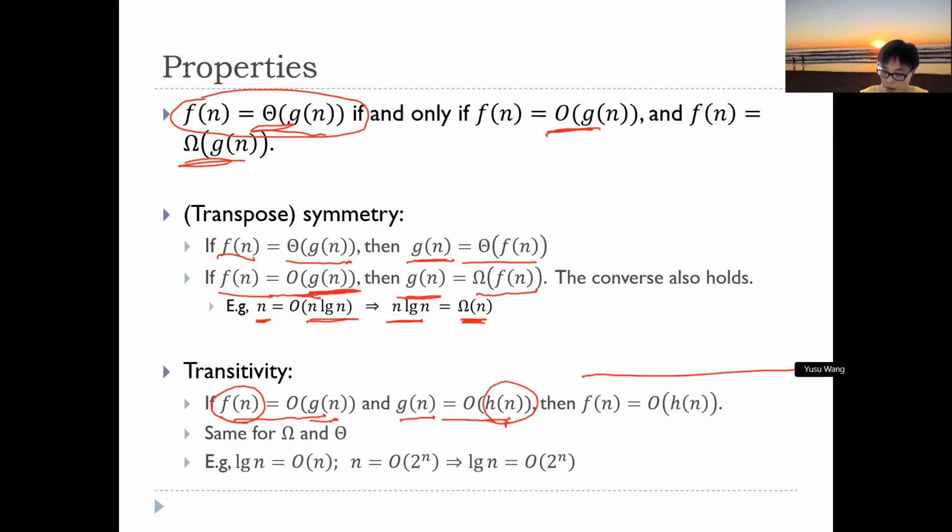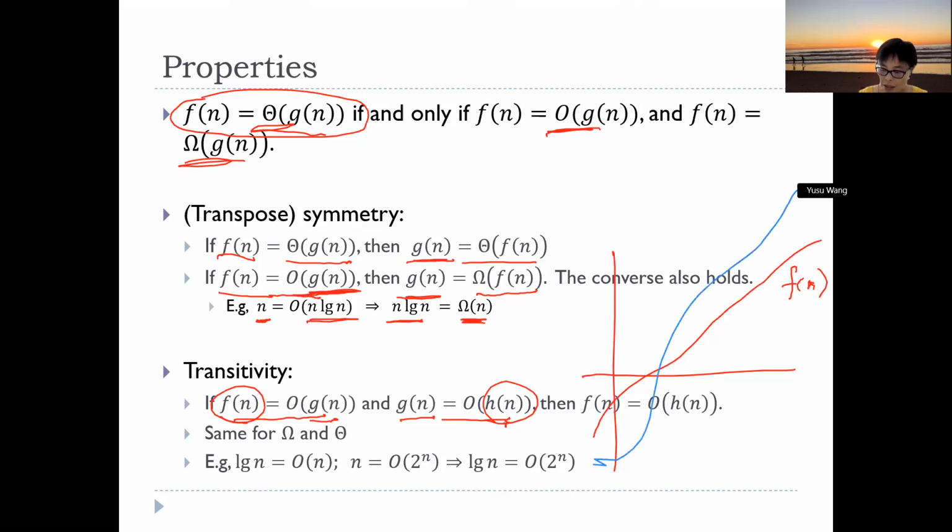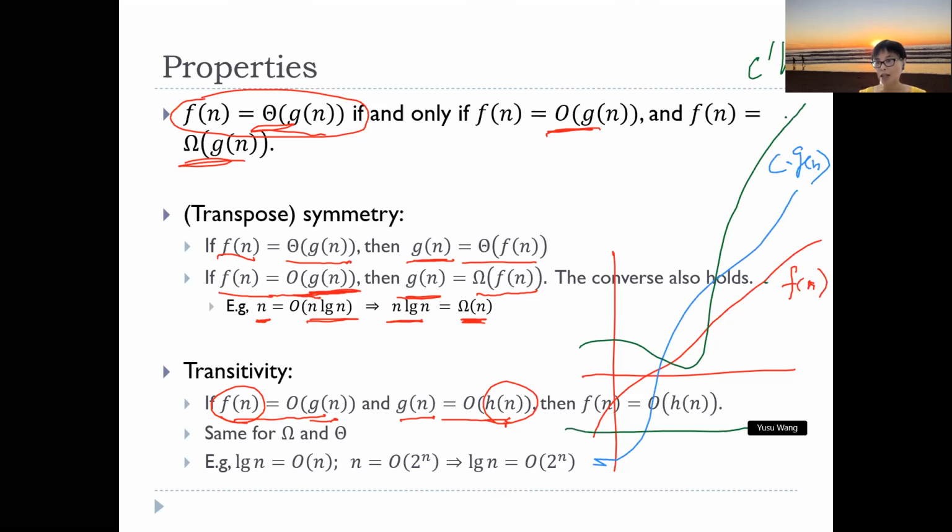So intuitively, what are we saying? If f of n is smaller than, say, c times g of n, so it's below g of n, and if g of n is smaller than some c prime times h of n, then clearly f of n is smaller than h of n. So that's why we have this relation.